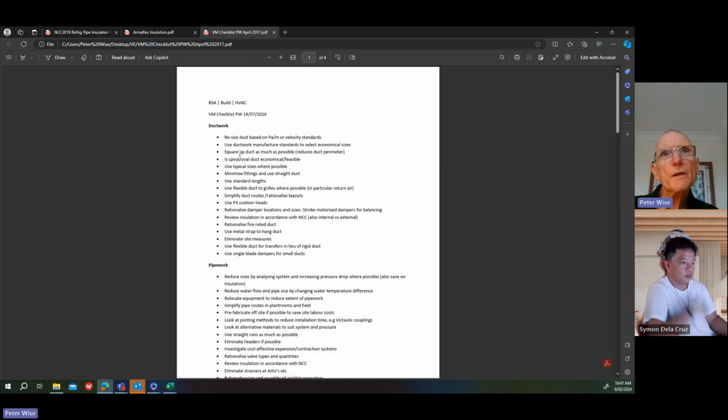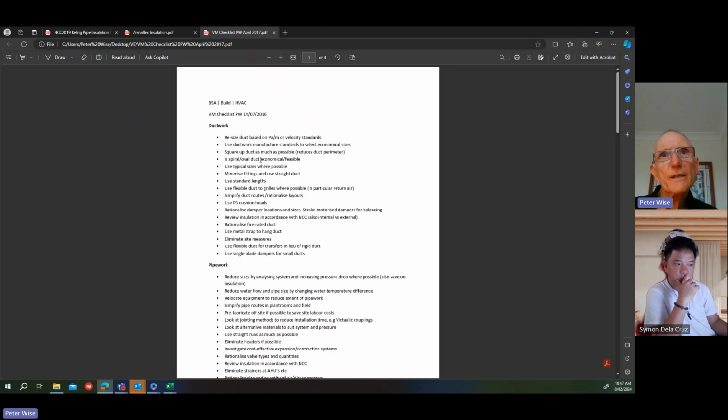The next one I've got there is square up the ductwork as much as possible. I know a square duct is going to take up a lot more height than a rectangular. But sometimes if you can run a square duct, it will be cheaper to make because there's less metal involved in making square duct. Yeah, let's reduce the perimeter.